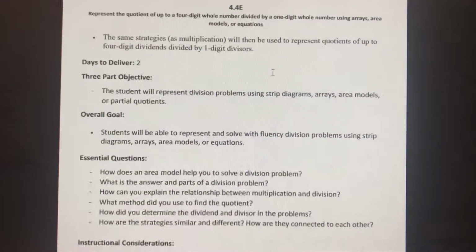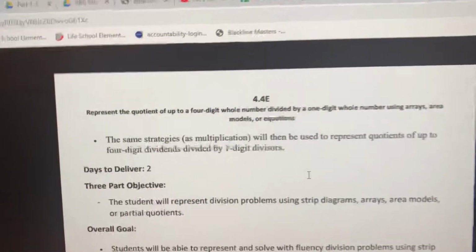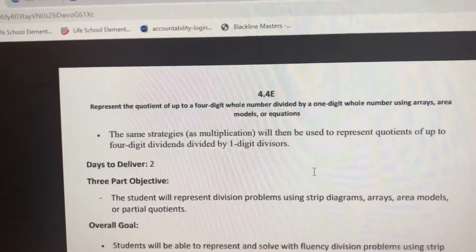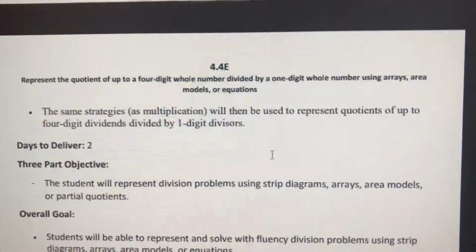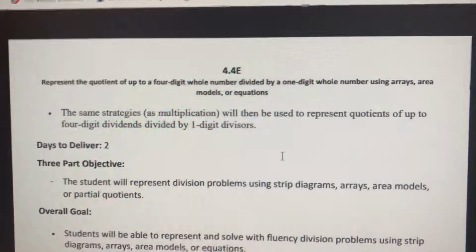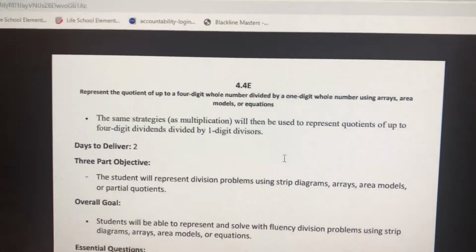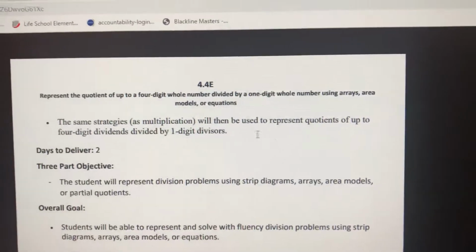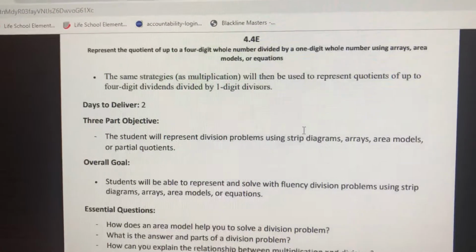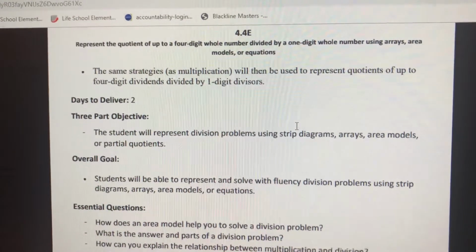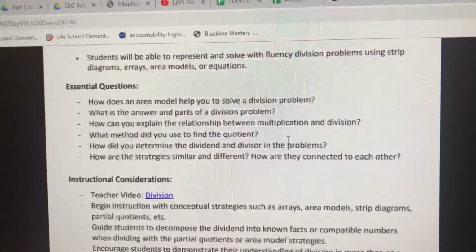So I'm here to give you a little helper on 4.4E, representing the quotient of up to a 4-digit whole number dividend by a 1-digit whole number using arrays, area models, and equations. This video is actually just going to focus on arrays because it's kind of a tough one to tackle. So I just want to give you some pointers. You're going to have 2 days to deliver this TEK, and this is just part of it.